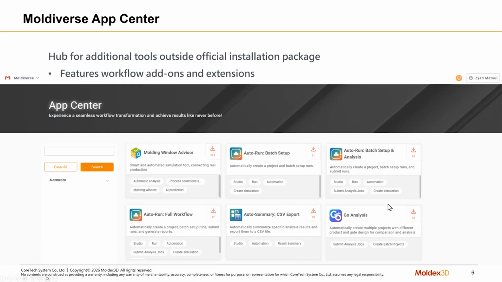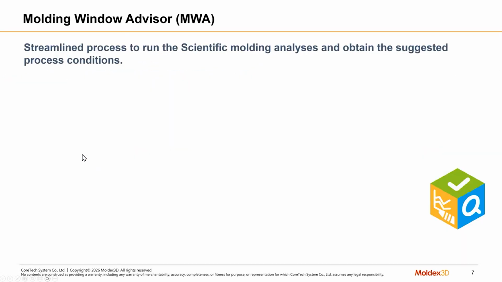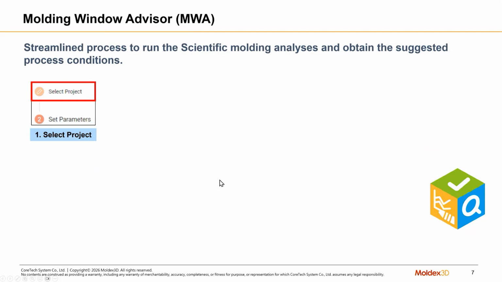Two of the biggest upgrades that we have in Moldex3D 2026 are the Molding Window Advisor and the Go Analysis applications. These are going to be available on our App Center, or what might be referred to as the store on our Moldiverse. And you can download these from there. Starting off with the Molding Window Advisor, the intent behind the Molding Window Advisor is to streamline the process of running simulation using scientific molding practices, and the output is going to be a suggested process condition set.